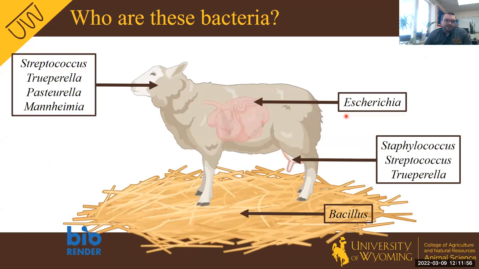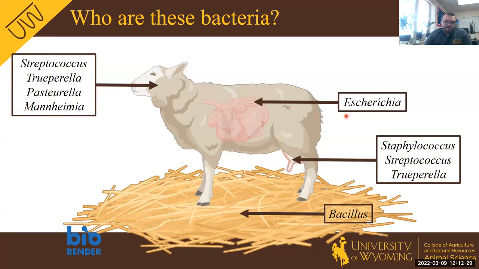However, even though these bacteria are associated with mastitis, they're also harbored in other body sites and even within the environment. So staphylococci are common members of the skin and mucous membranes. Streptococcus bacteria are also members of the respiratory and urogenital tracts. Bacilli are also found in the environment and soil. And true Corynebacteria are also found on the skin and in the mucous membranes of the upper respiratory tract. Escherichia, such as E. coli, are found in the gastrointestinal tract.